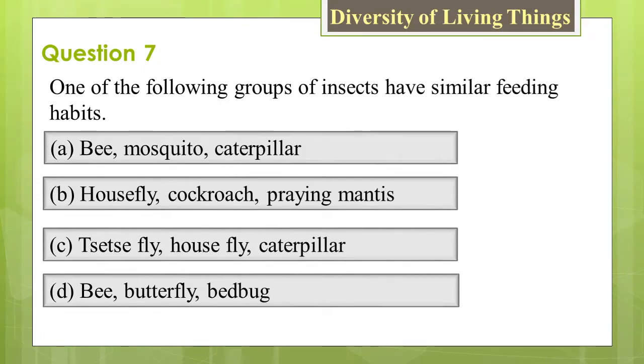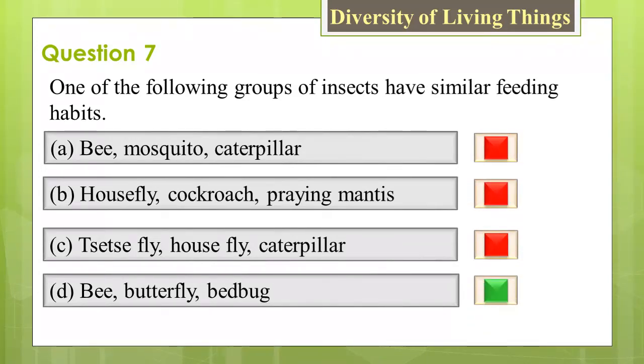Question 7. One of the following groups of insects have similar feeding habits. Option A. Bees, mosquito, caterpillar. Option B. Housefly, cockroach, praying mantis. Option C. Sassaflies, housefly, caterpillar. Option D. Butterfly, bees, bedbugs. Which one is the best option? The best option is D. Butterfly, bees, bedbugs.